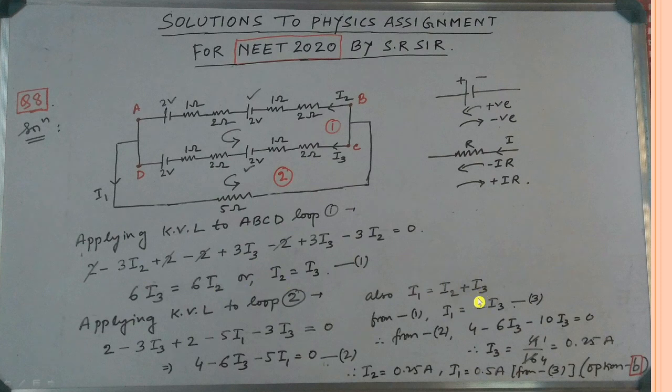So sorry, I2 is I3. So I3 plus I3 gives me 2I3. So I1 equal to 2I3. So I2 equal to I3 and I1 equal to 2I3.